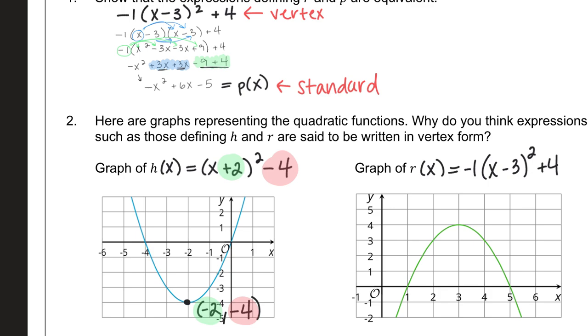If we do the same thing and look at r of x, this is my vertex, and we are at (3, 4). So again, the y value comes from the end there, and our x value is the opposite sign from whatever's in the parentheses. So that's where we get our vertex in vertex form. The x value of the vertex is with the x, but we change the sign. And the y value is the number at the very end, and we keep that sign.